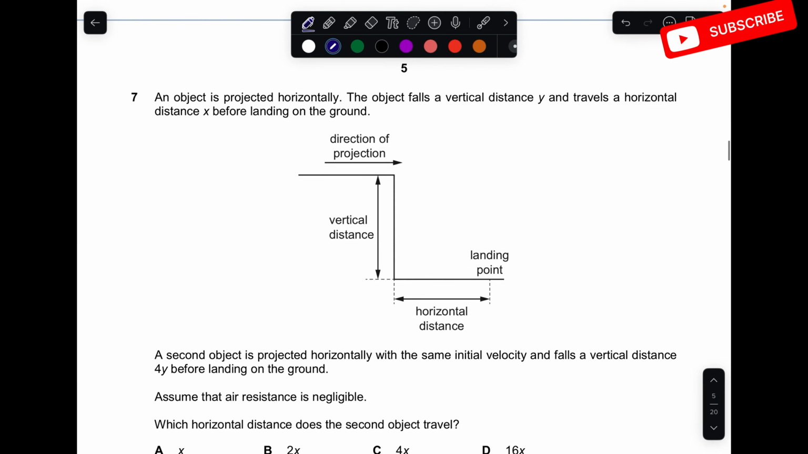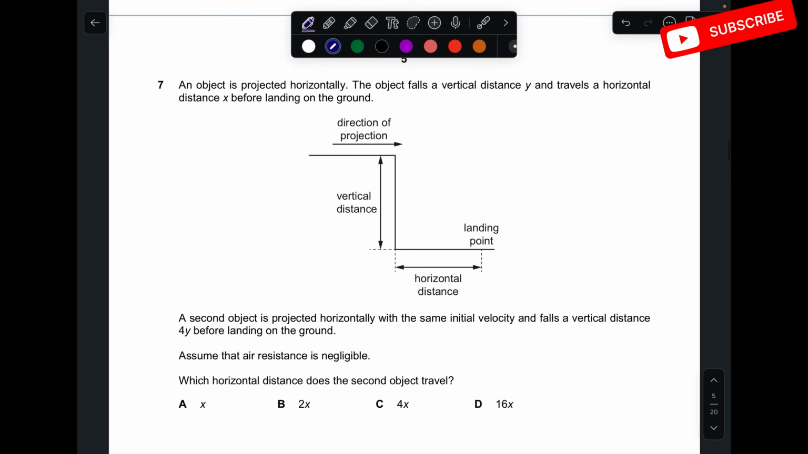In question 7, an object is projected horizontally. The object falls a vertical distance y and travels a horizontal distance x. A second object is projected horizontally with the same initial velocity and covers a vertical distance 4y. Assume air resistance is negligible. What you have to keep in mind in this question is that this one has covered horizontal distance x, this has covered vertical distance y, and this is covering vertical distance 4y.